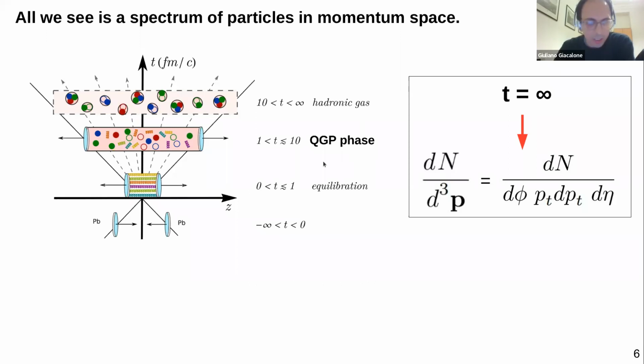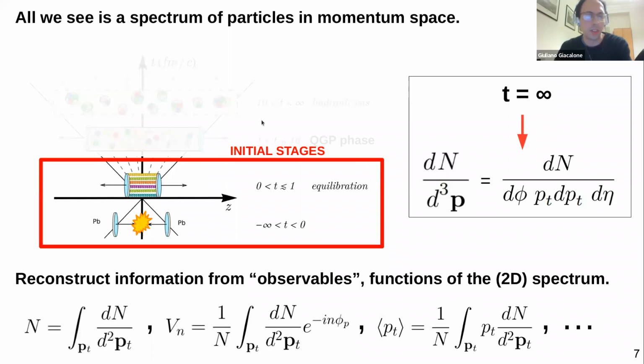This is the picture really, and in this talk, what I'm interested in are initial stages. So initial stages is typically that phase which covers the interacting nuclei up to the time where you start to have a QGP. Okay. Of course, the difficulty is that again you have to somehow reconstruct everything from the spectrum at infinity. And all you can do is building observables to assess the initial stages.